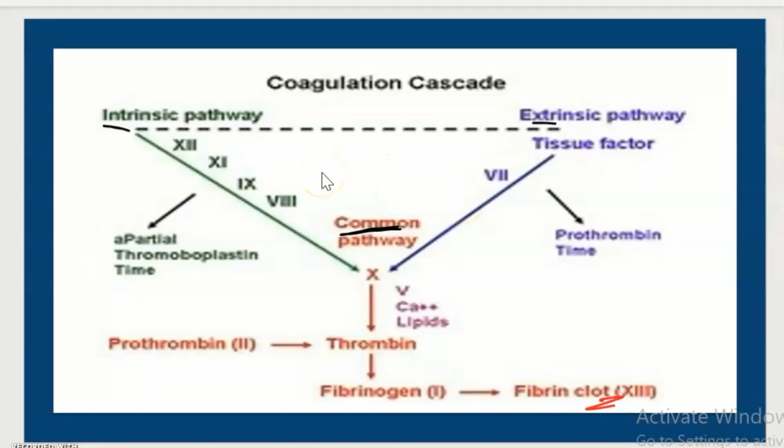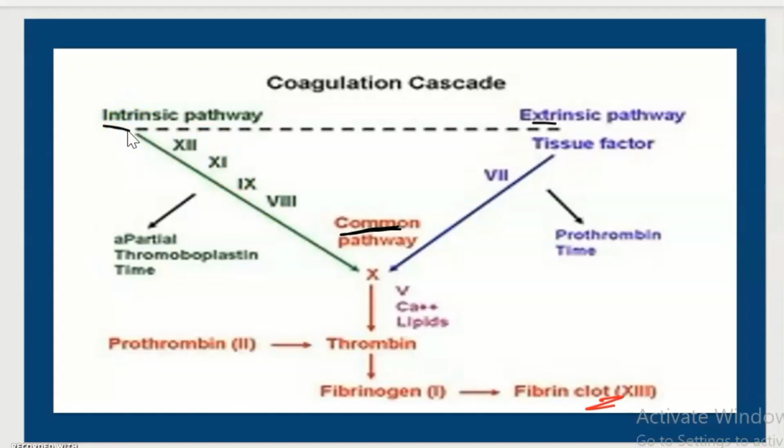Each pathway has specific clotting factors. So these are the specific clotting factors that work to form a clot. There are approximately 13 clotting factors. Firstly, let's learn the clotting factors of intrinsic pathway.